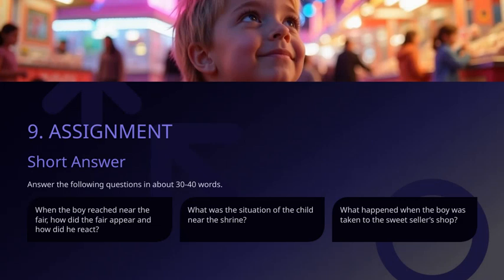When the boy reached near the fair, it appeared lively and colorful, full of bright lights and bustling crowds. He was both excited and overwhelmed by the vibrant atmosphere, reacting with curiosity and a bit of awe. The child was in a distressed state near the shrine, feeling lost and anxious, unsure of where to go or whom to ask for help.